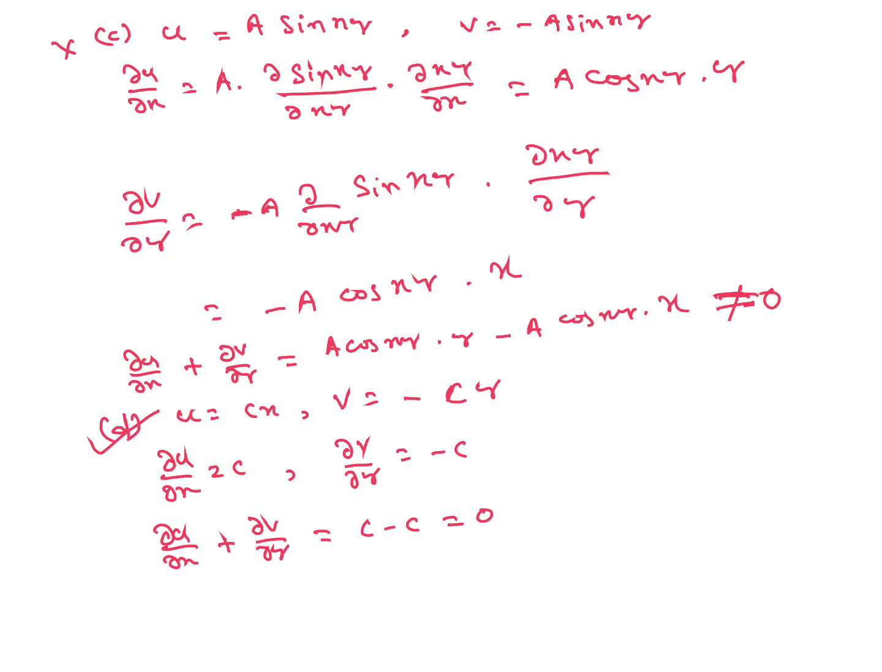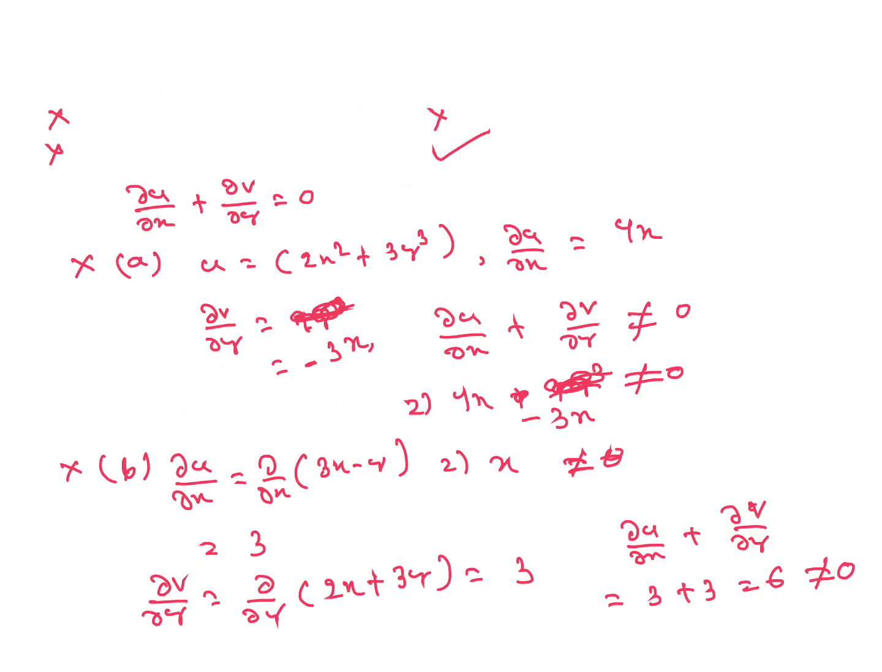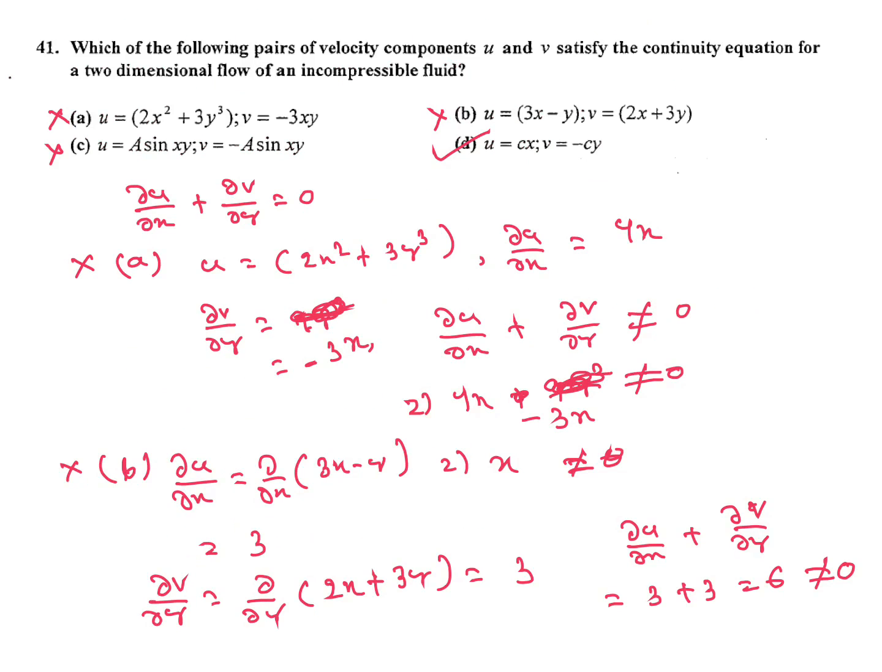And we can check this for incompressible flow also. For incompressible flow, del dot v equal to 0. This one also we can check. How you can check? This one already discussed in my previous video.